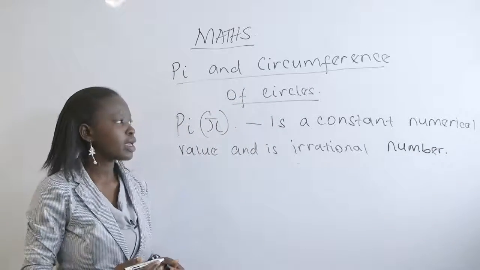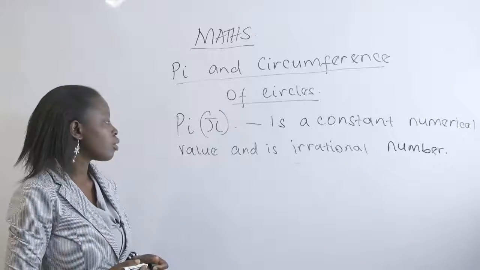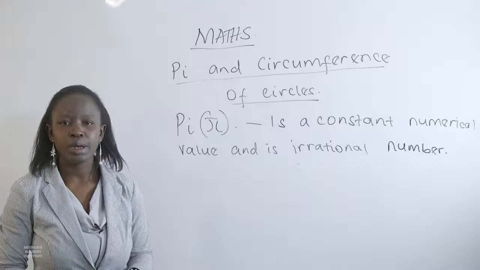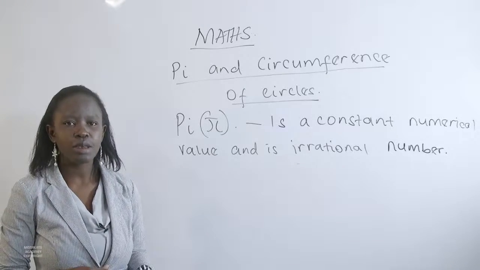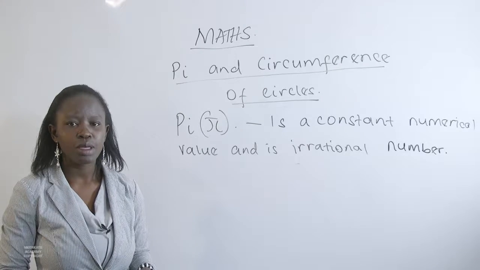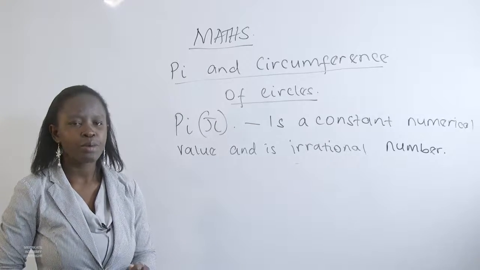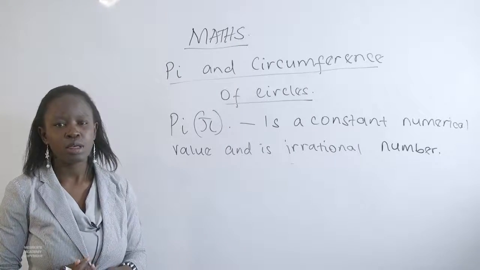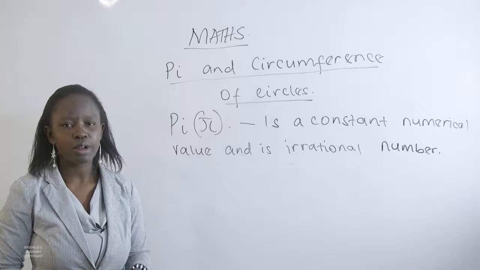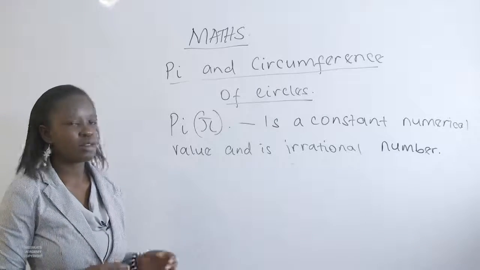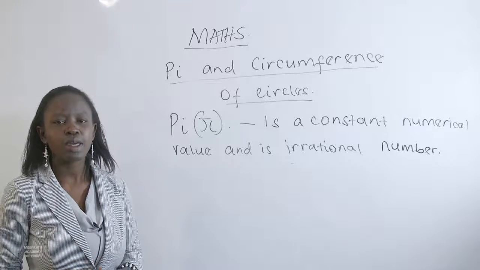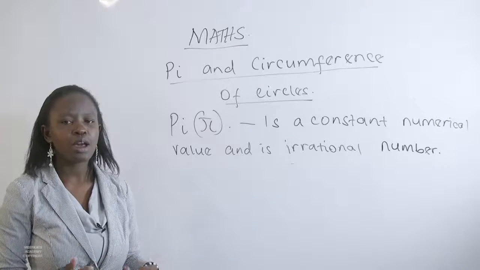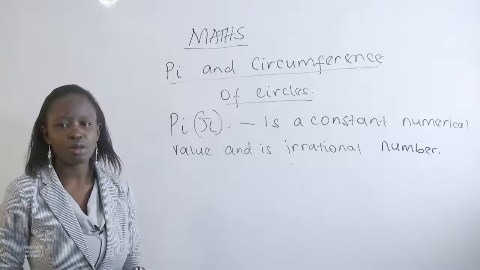So we are saying that pi is a constant numerical value and is an irrational number. When we talk about an irrational number, we are simply saying that it is difficult to express it as a fraction. And if we try to express it as a decimal, you get a continuous decimal that has no end.